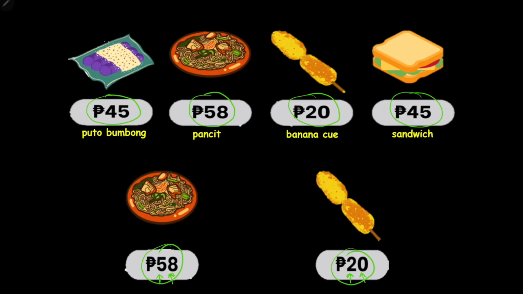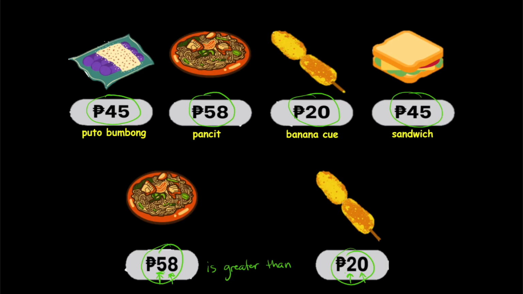Comparing again the tens place of both values, we can say now that still 58 pesos is greater. So write it, 58 pesos is greater than 20 pesos. So what does this mean? The pancit costs more than the banana Q.